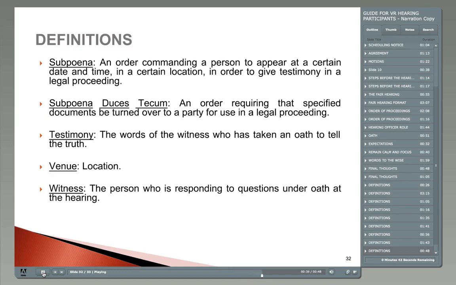Pretty simple. Venue is the location in which the hearing is taking place. And witness is the person who is responding to questions under oath at that hearing.